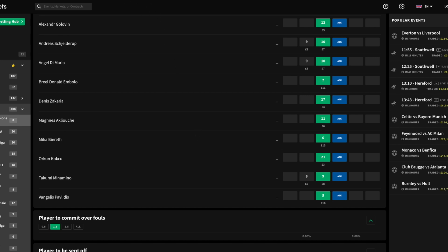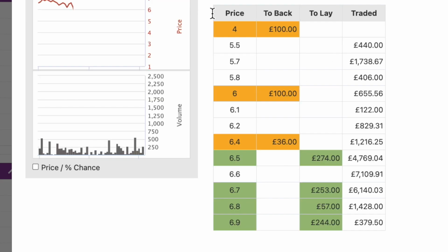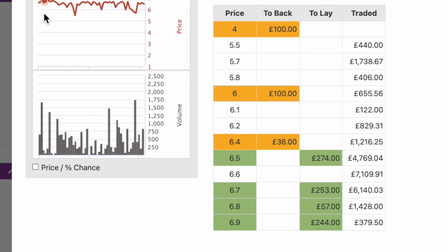But let's go over to Betdaq, and here we see Dennis Zakaria to have 3 or more fouls committed versus Benfica, back 6.4, lay 6.5, £25,000 matched on this, a significant amount, all between sort of 6 and 7. So the question is, what is the fair odds of this?